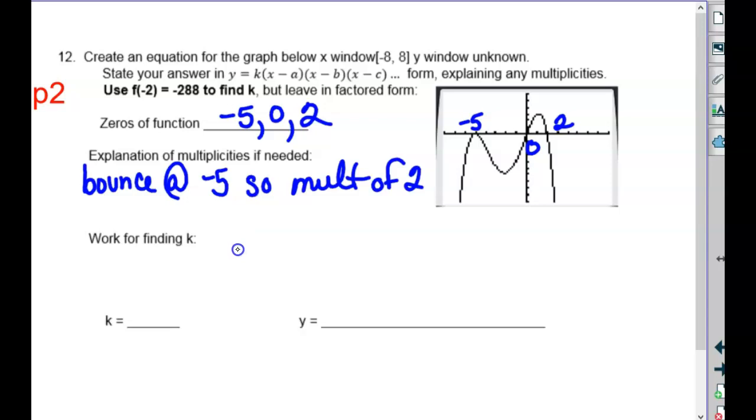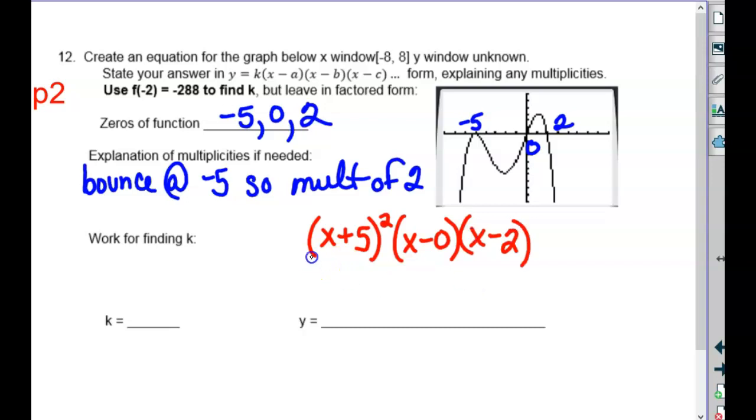All right, now to find k, we have to write the factors. If negative 5 is a zero, there's a factor of x plus 5, and this is where everybody forgets. You just told me it had a multiplicity of 2, so we got to put a squared on that one. Zero, which you could put just an x out in front, or you could say x minus 0, doesn't matter. And 2 would be x minus 2. But there is some stretch out front that is causing it to go through what ordered pair?